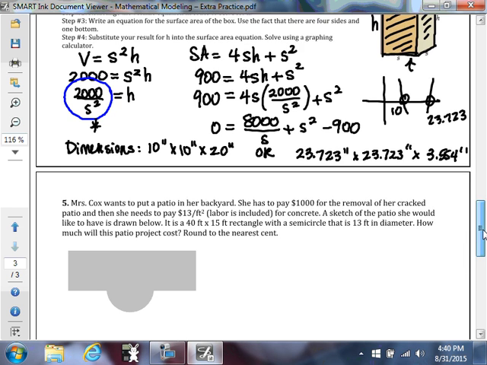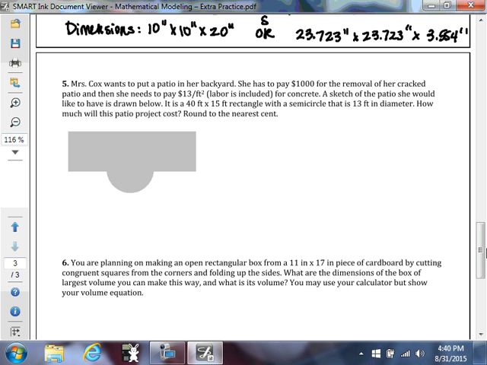So it says Mrs. Cox wants to put a patio in her backyard. She has to pay $1,000 for the removal of her cracked patio, and then she needs to pay $13 per square foot. Labor is included for concrete. A sketch of the patio she would like to have is drawn below. It is 40 by 15 for the rectangular part, and then it is a semicircle that is 13 feet in diameter.